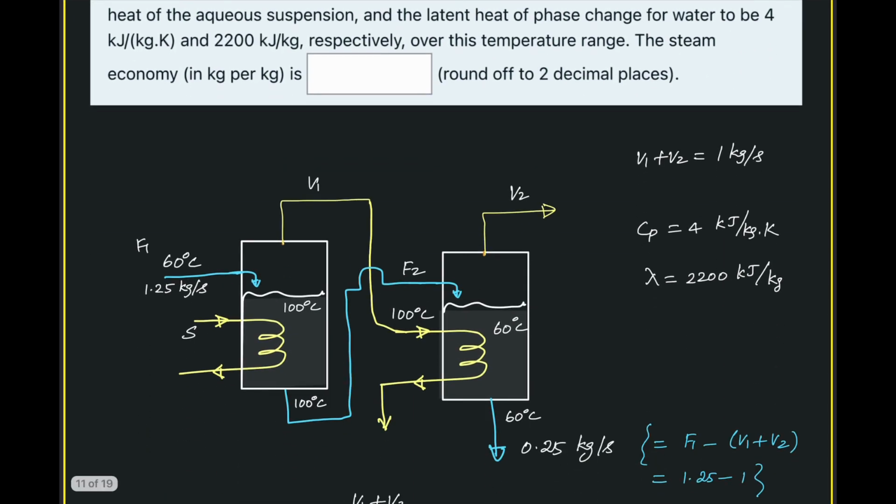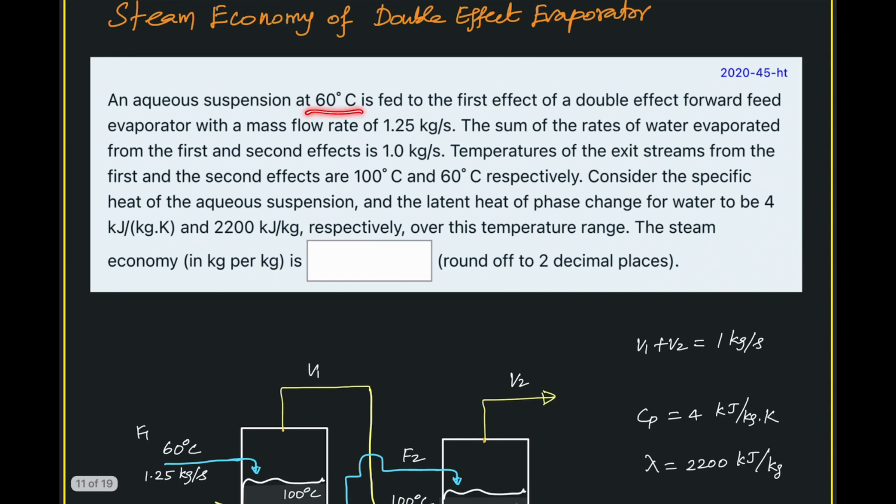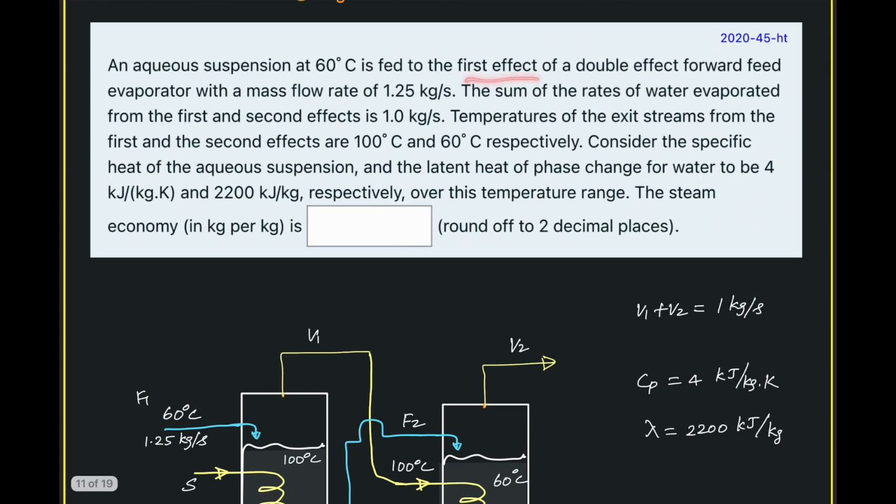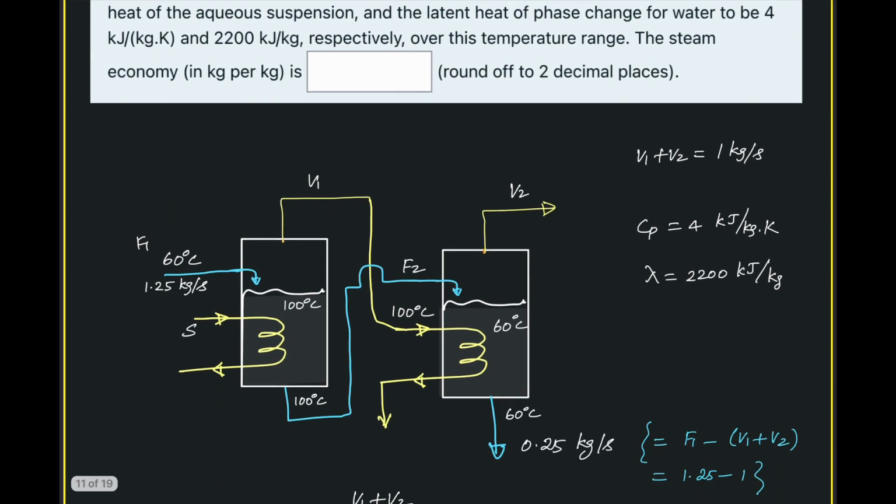Let us represent the problem schematically. So we have a feed, an aqueous suspension, entering at 60 degrees Celsius, which is sent to the first effect of a double effect forward feed evaporator. What is the meaning of forward feed evaporator? Normally the steam is sent to the first effect. If the feed is also sent to the first effect and flow happens in parallel, then it is a forward feed evaporator. Whereas in a backward feed evaporator, feed is introduced in the last effect, while steam is always in the first effect. Here both steam and feed go to the first effect and flow in parallel.